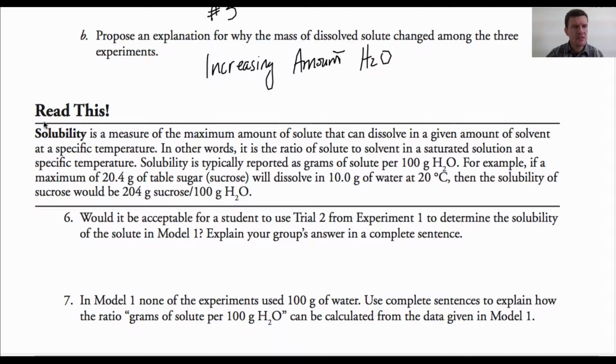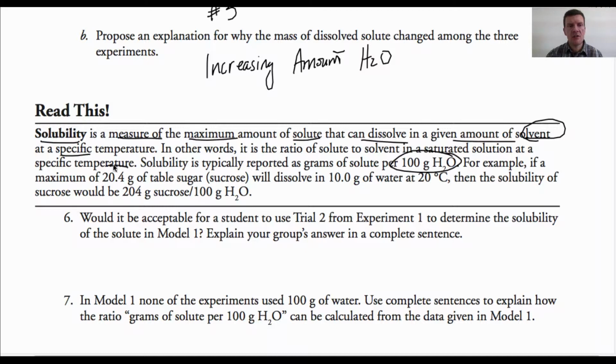All right, here it says read this, so let's take a second and do that. It just says that solubility is a measure of the maximum amount of solute that can dissolve in a given amount of solvent at a specific temperature. Basically, you're saying how much can you dissolve in a given amount of water at a given temperature. And usually it is measured per 100 grams of water, or whatever the solvent is.